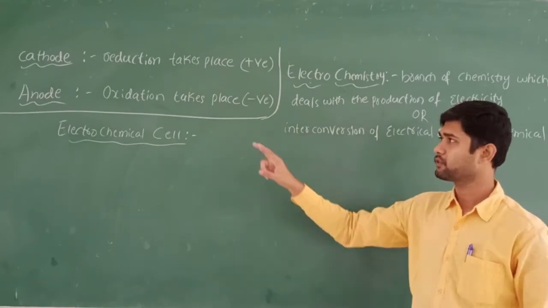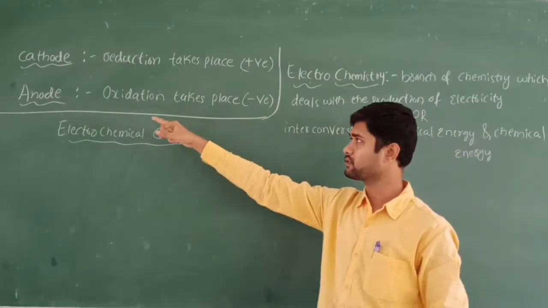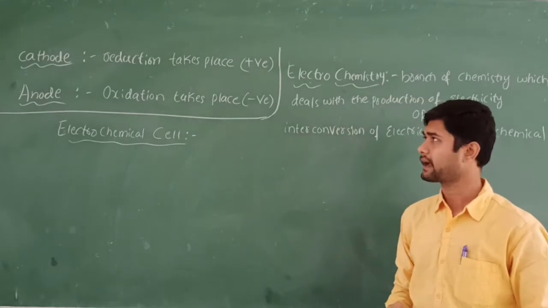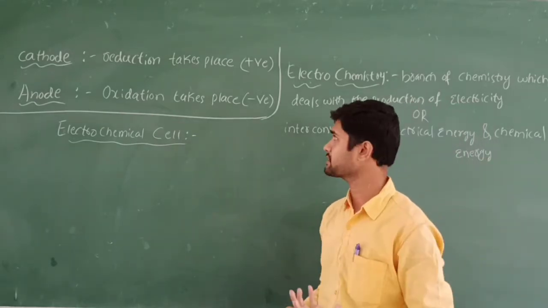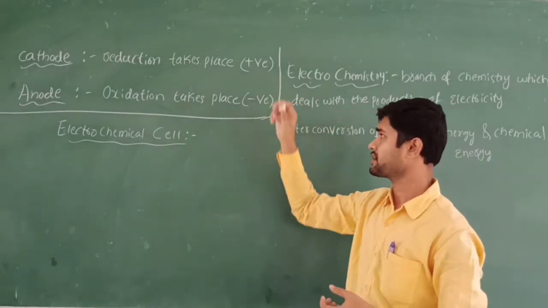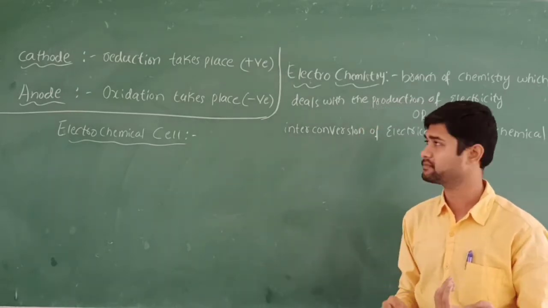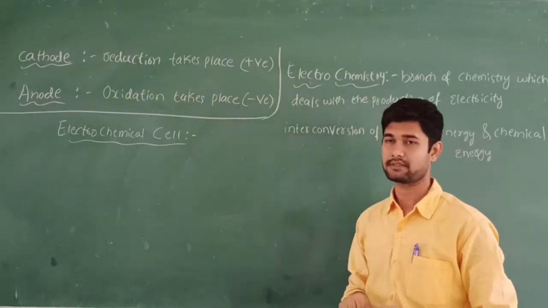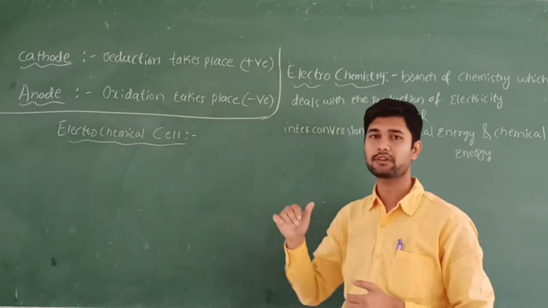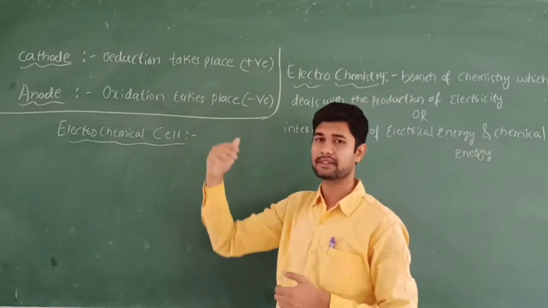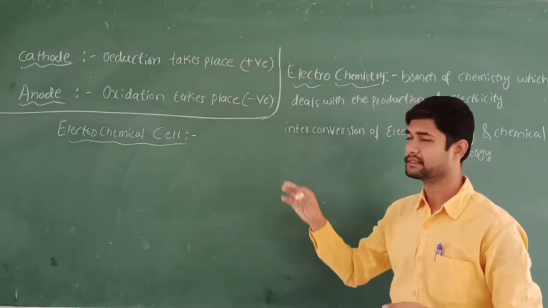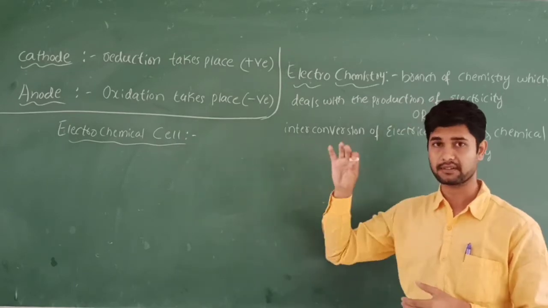So here, two more words exist. One is called cathode and another one is called anode. Cathode means where the reduction takes place, so that is called positive charge. Anode means oxidation will take place, so that is called negative charge. Simply, oxidation means it is going to lose some electrons. Reduction means it is going to gain some electrons, in this electrochemistry words definition.